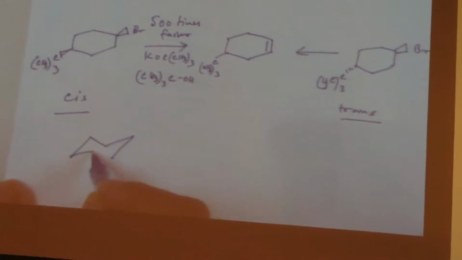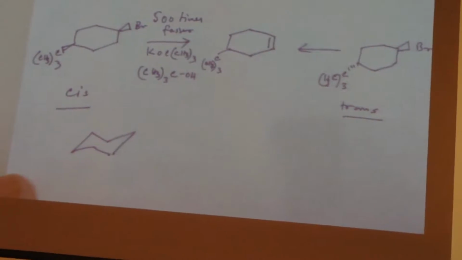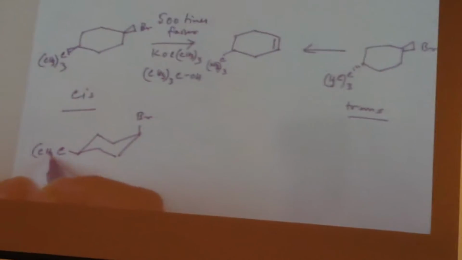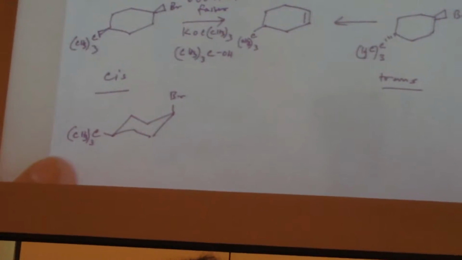When we have a cis, it forces the bromine to be in an axial position, because you have a tert-butyl group that wants to be equatorial, which is a bulkier group, so that forces the smaller group, bromine, into the axial orientation. On the other hand, in the case of the trans, they are diequatorial.